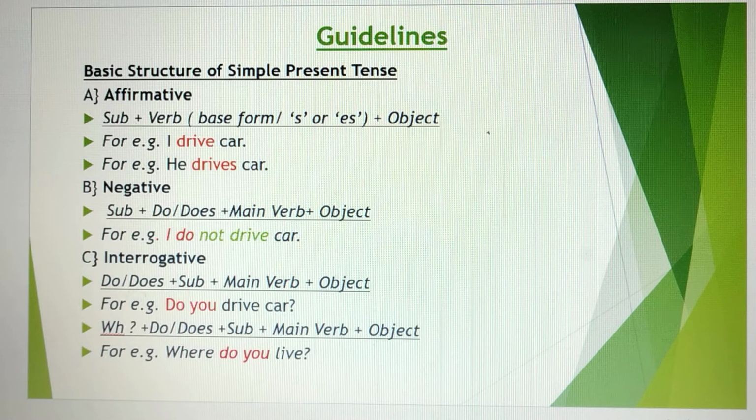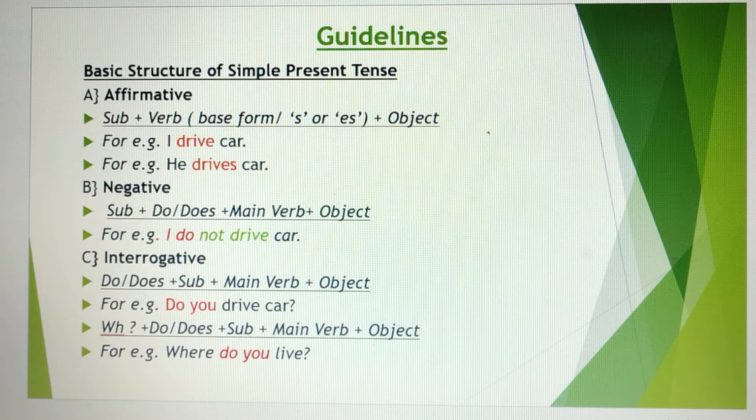Let's have a look here. In affirmative sentence, subject, verb and object. Subject here is I, verb that is drive, object car. He drives car, I drive car. I takes drive and he takes drives. Why? We take I, singular pronoun, always takes singular verb. Plural pronoun always takes plural verb.